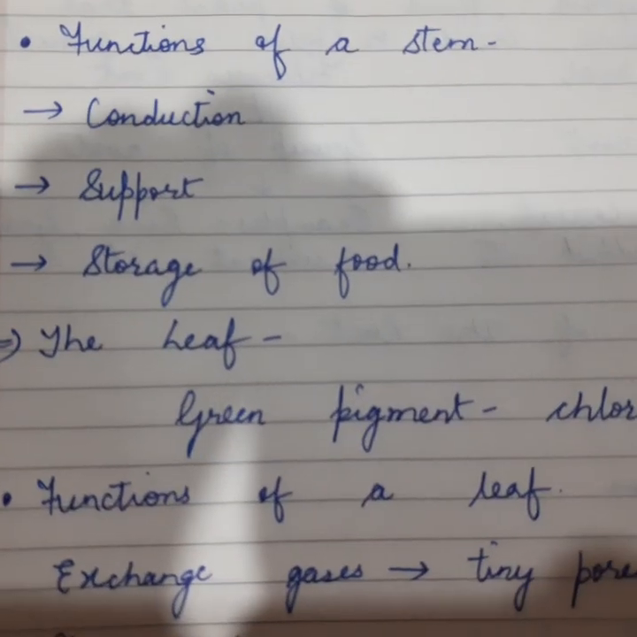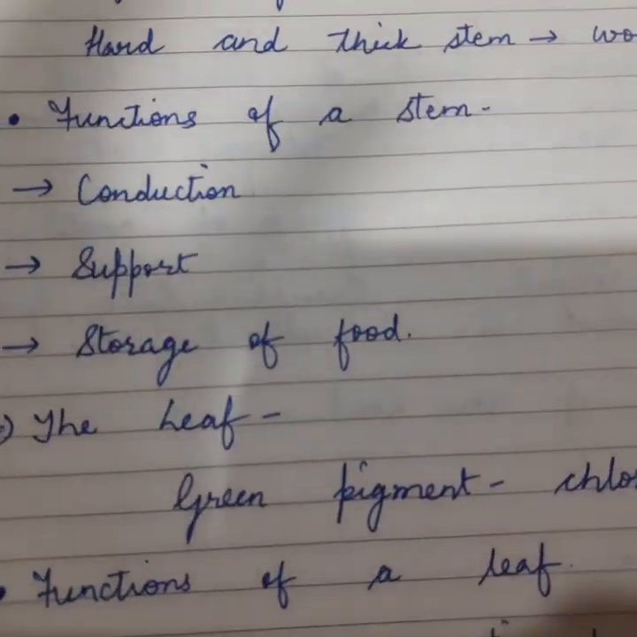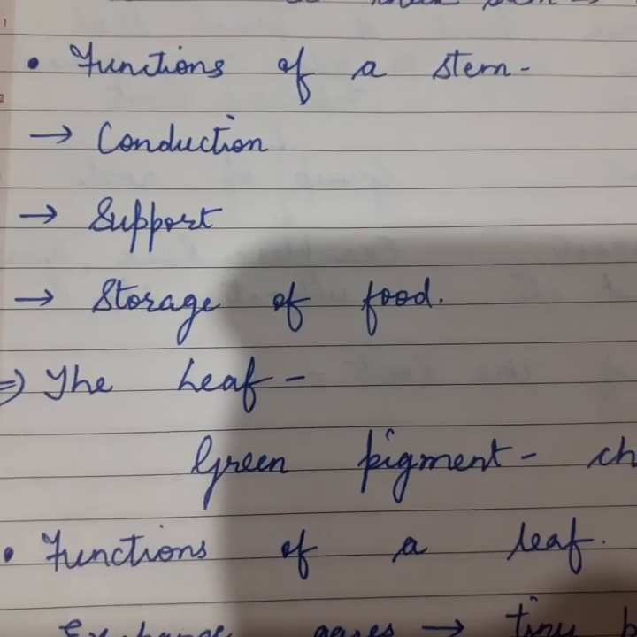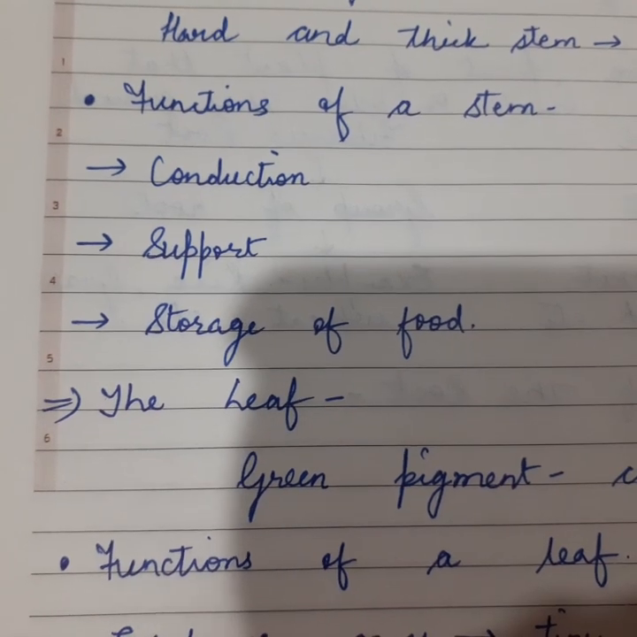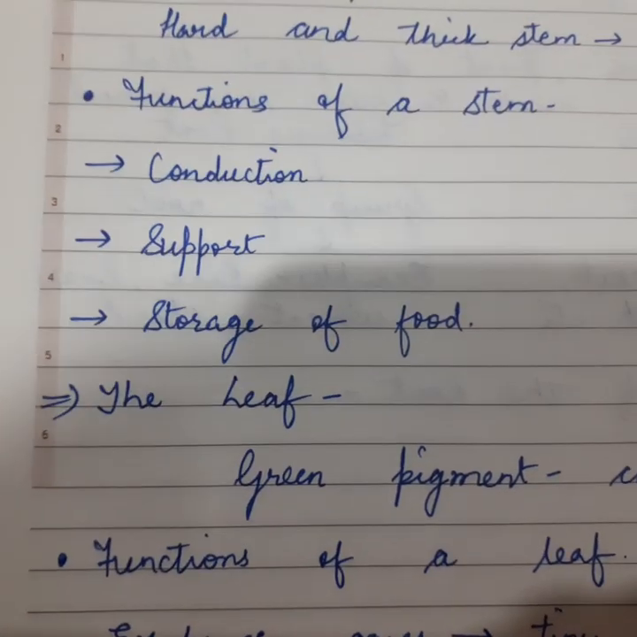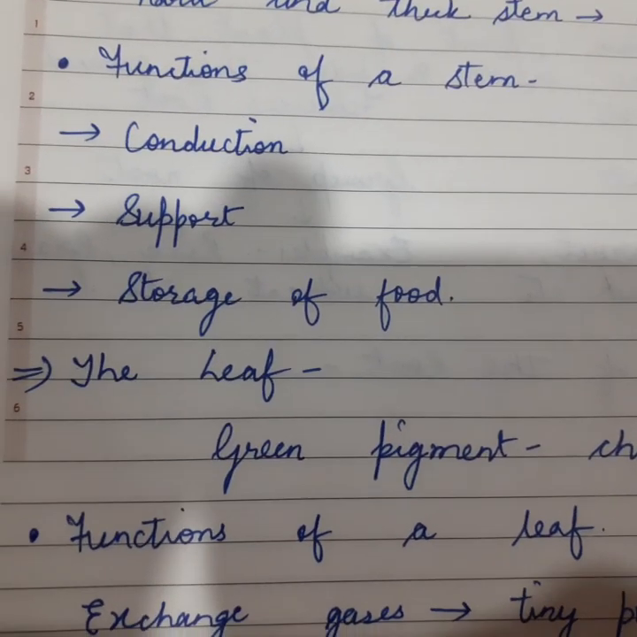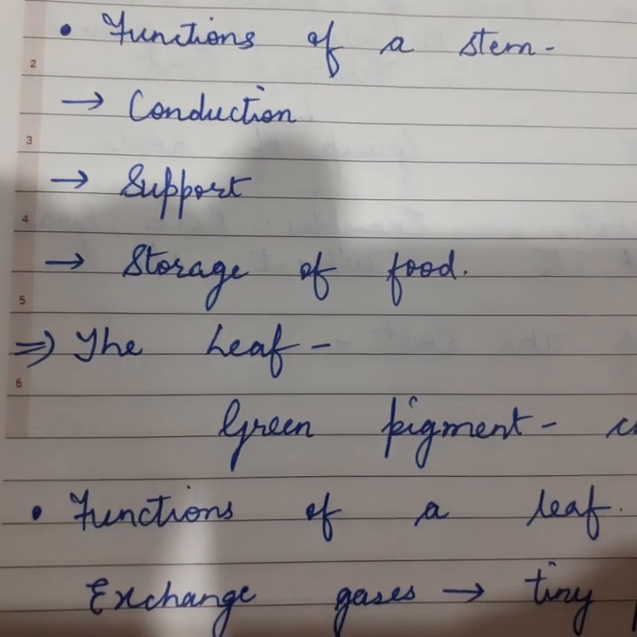Conduction. In conduction, the stem holds fruit, flower, leaves. All the nutrients and minerals that a stem gets from the root get transported and conducted to all parts of the plant. Next, support. A stem support a plant, help us to be straight.